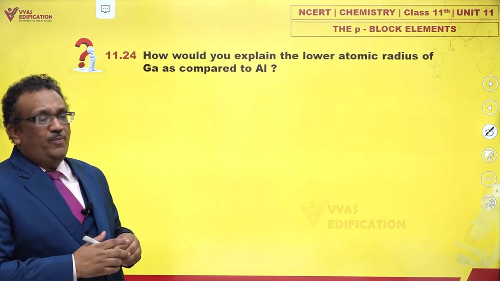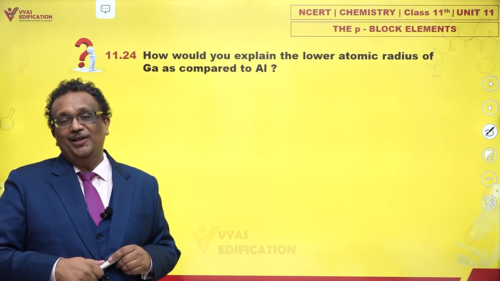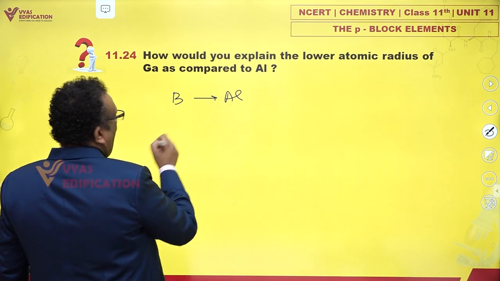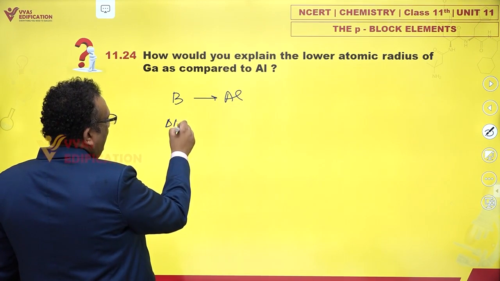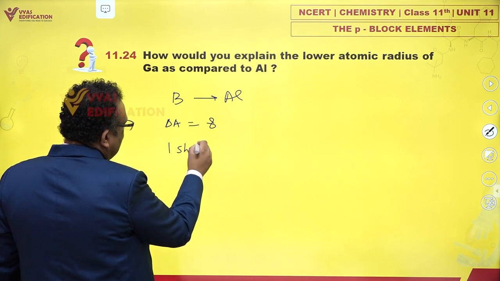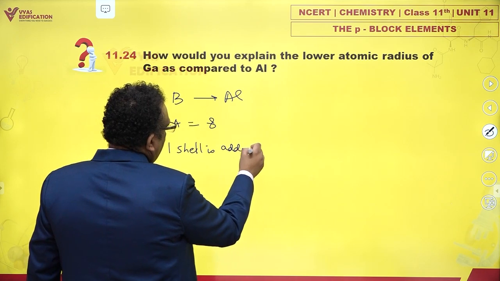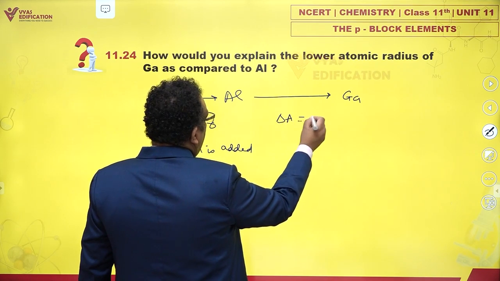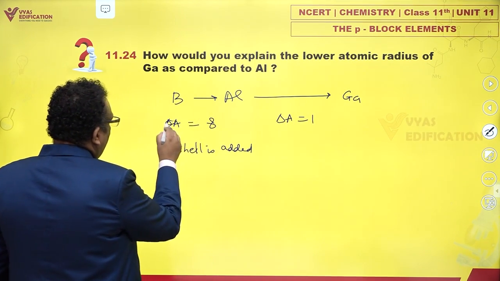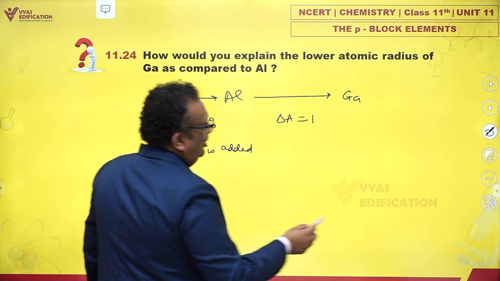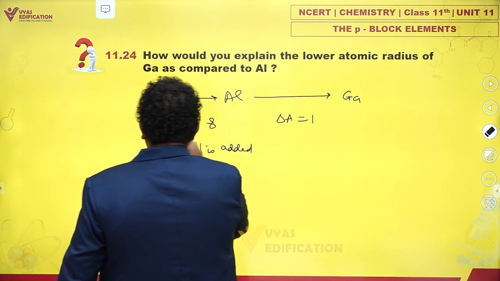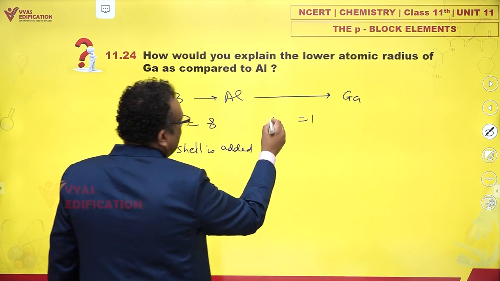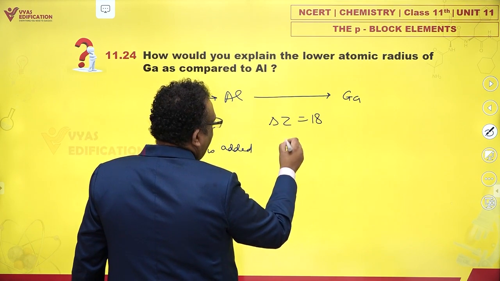How do you explain the lower atomic radius of gallium as compared to aluminium? Well, on moving from boron to aluminium, atomic number increases by 8 and 1 shell is added. But when you move from aluminium to gallium, atomic number increases by delta Z, I would say. Atomic number is typically represented by Z. I'll just correct this. Atomic number increases by 18 and again 1 shell is added.